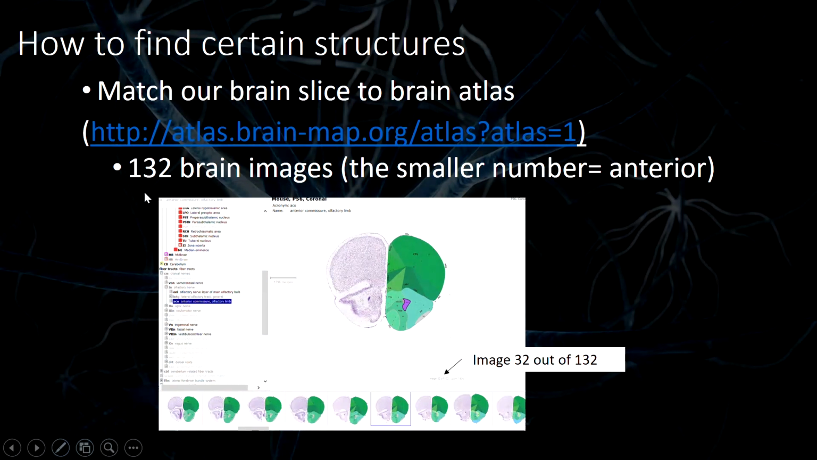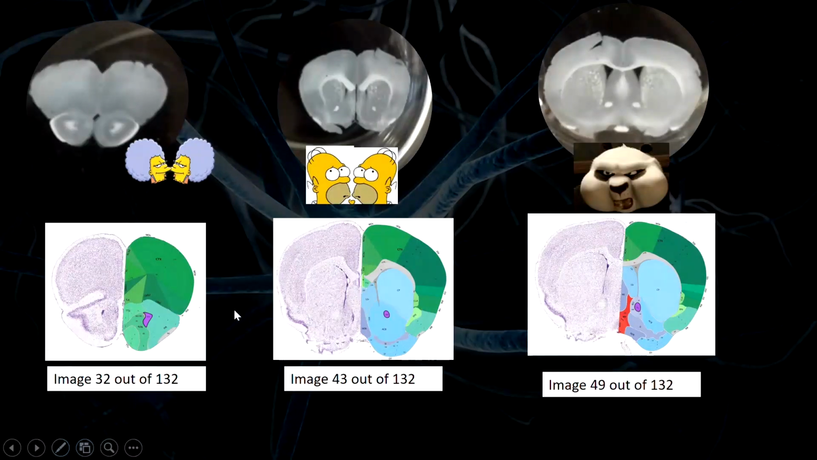There are a total of 133 images. Each image has a number. The smaller the number means that slice is more anterior. So in this situation, image 32 is obviously more anterior than the next image, which is image 33. Okay, let's match the images here.